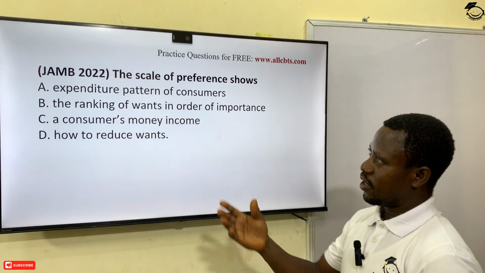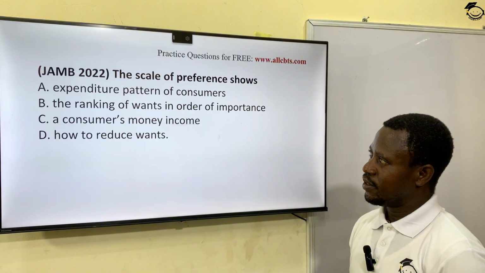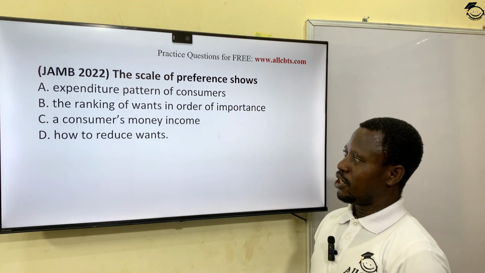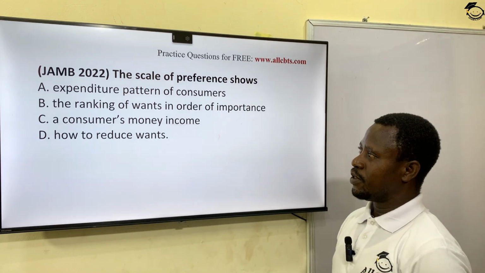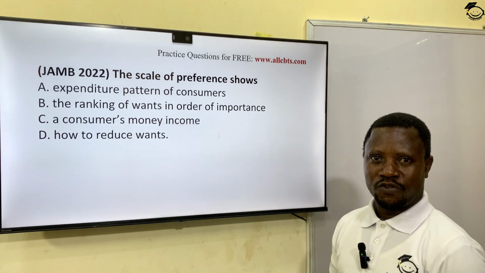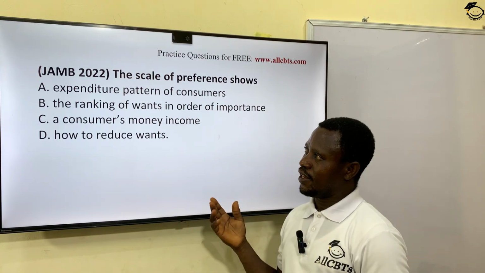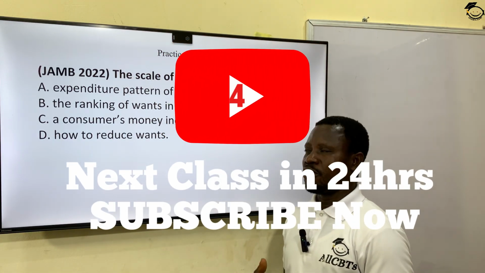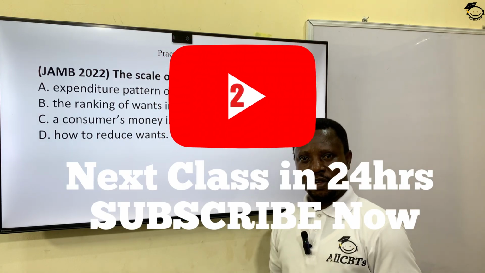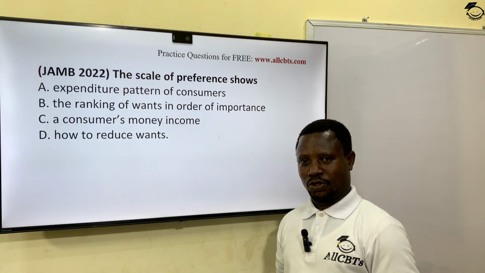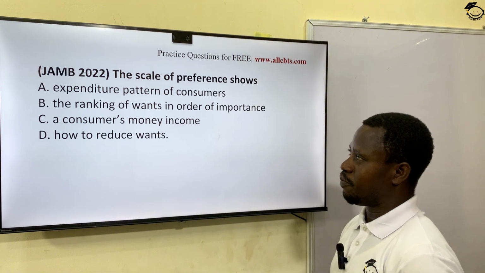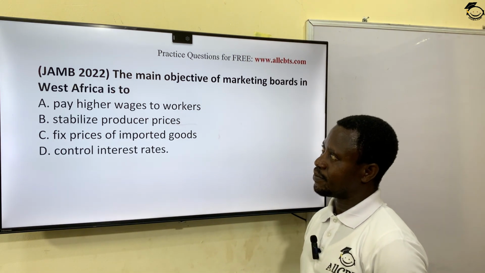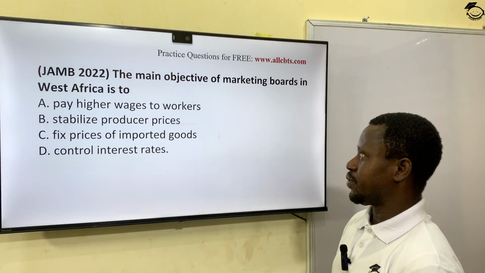Expenditure pattern of consumers, the ranking of wants in order of importance, a consumer's money income, how to reduce wants. From my explanation, the correct answer is the ranking of individual wants in order of importance on how pressing they are to you. That is priority, scale of preference. So option B is the correct answer. We look at the next question.